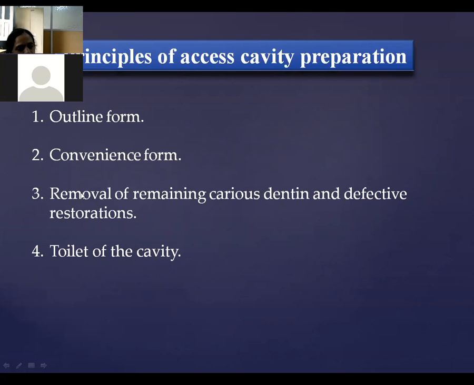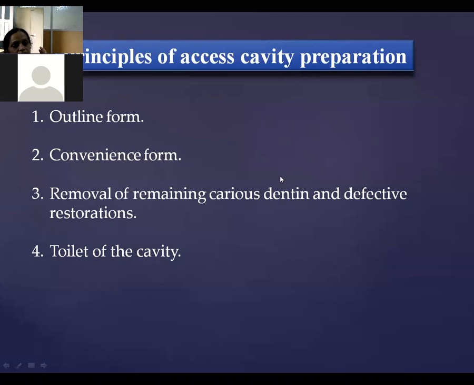We should have a good visibility of what? Here it is of the canal orifices. It should have a good visibility to remove the pulp tissue from the pulp chamber, and to remove the pulp tissue from the root canal. Okay, then removal of remaining caries, dentin and defective restoration, like your cavity preparation. And again, similar to your cavity preparation, toilet of the cavity. Here we want to remove all the debris from the cavity. So these are the principles of the access cavity preparation.